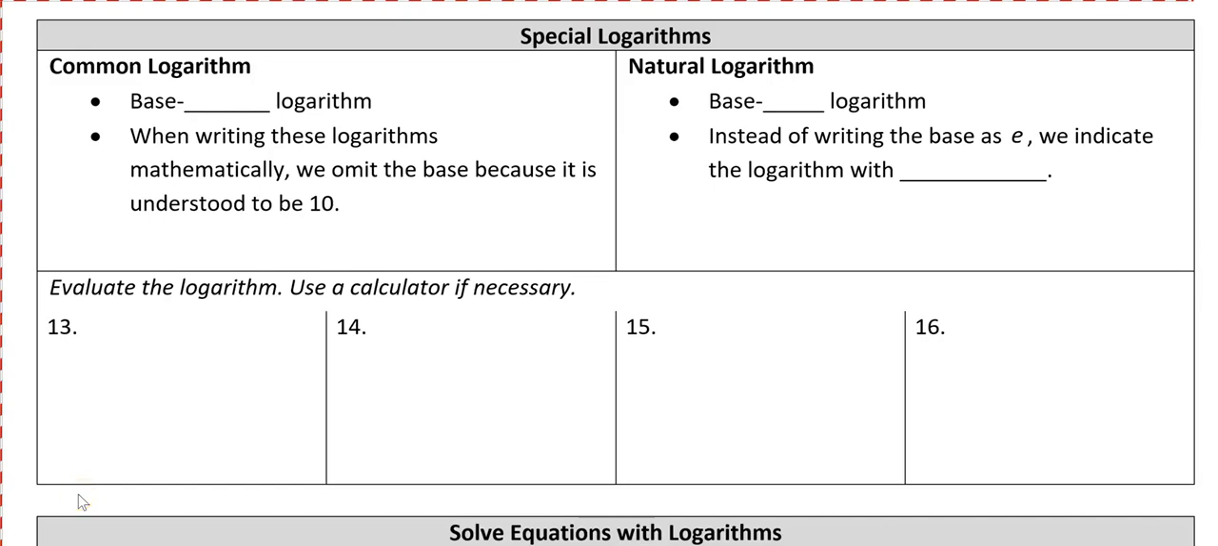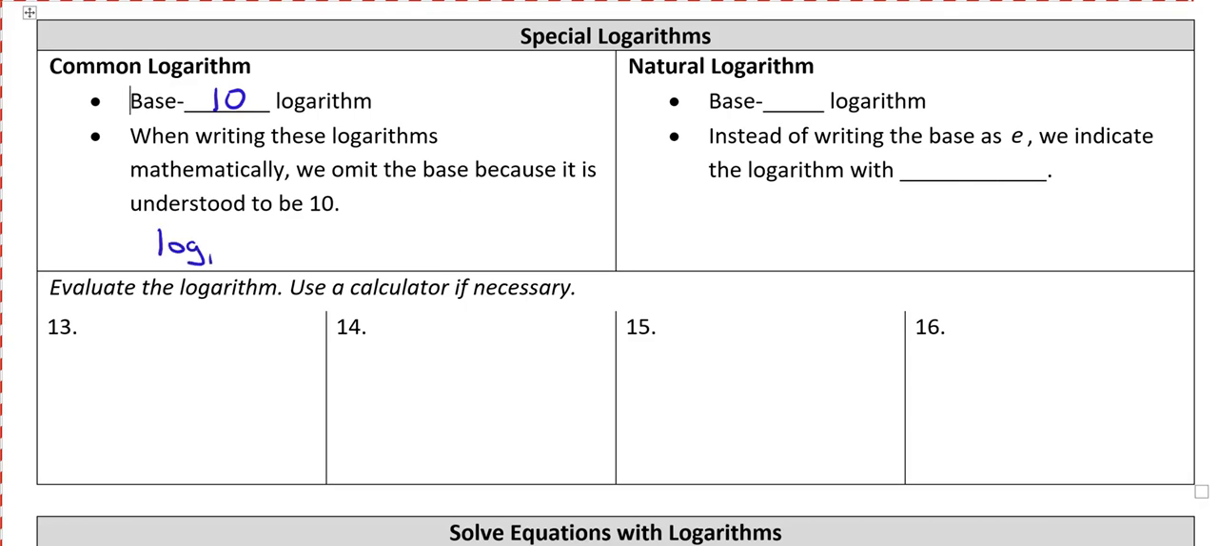Now we're going to look at some special logarithms. The first special logarithm that we're going to look at is called a common logarithm, and this is a base 10 logarithm. Think of it like when we write 1x. We don't write a 1 in front of x. Or if we had x to the first power, we don't write the first power. It's understood. It's the same idea with this base.